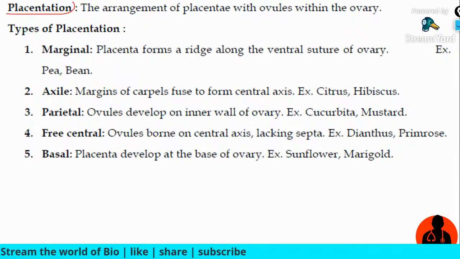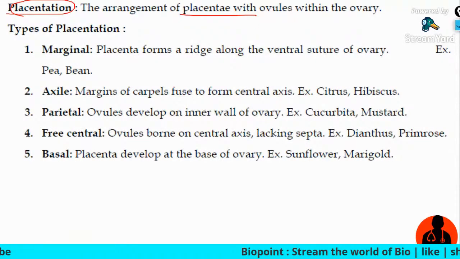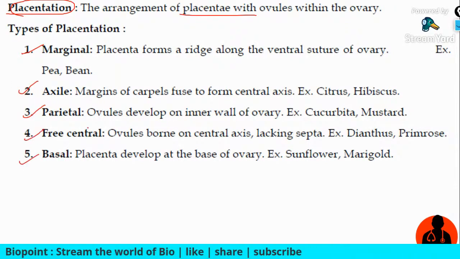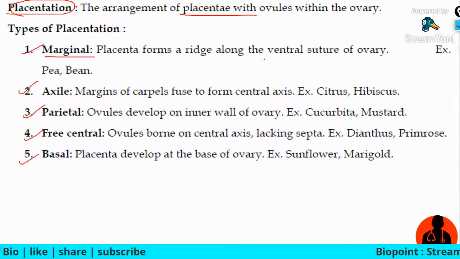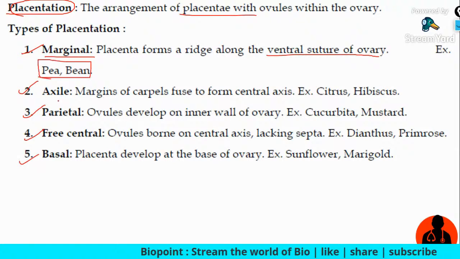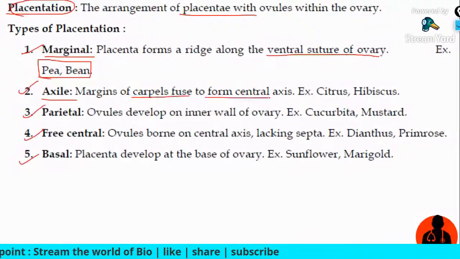Placentation: arrangement of placenta, arrangement of ovules inside the placenta. You have 5 types of placentation: marginal, axial, parietal, free central and basal placentation. Marginal placentation is where the placenta forms along the ventral suture of the ovary. For example, pea, bean, etc. You will have marginal placentation. Axial placentation: margins of carpels fused to form a central axis.